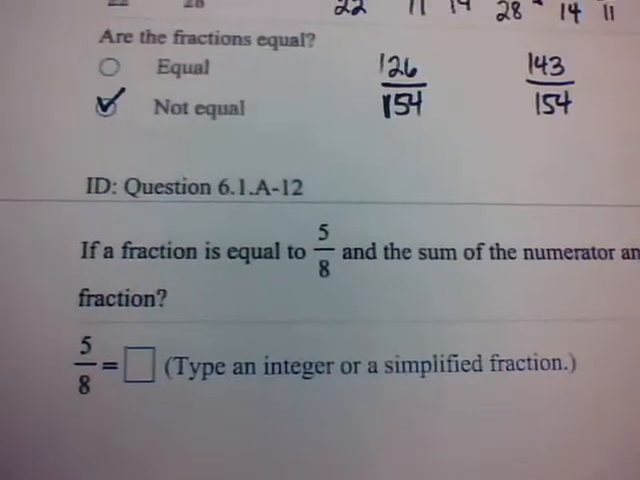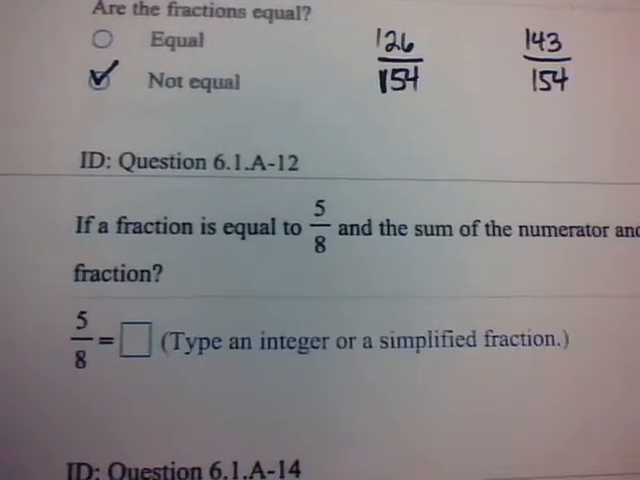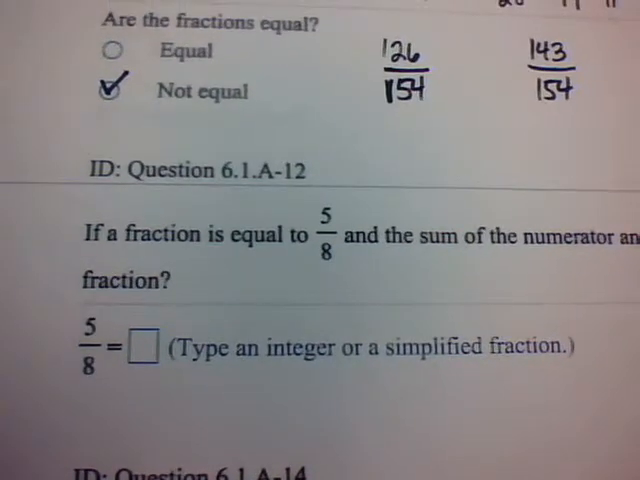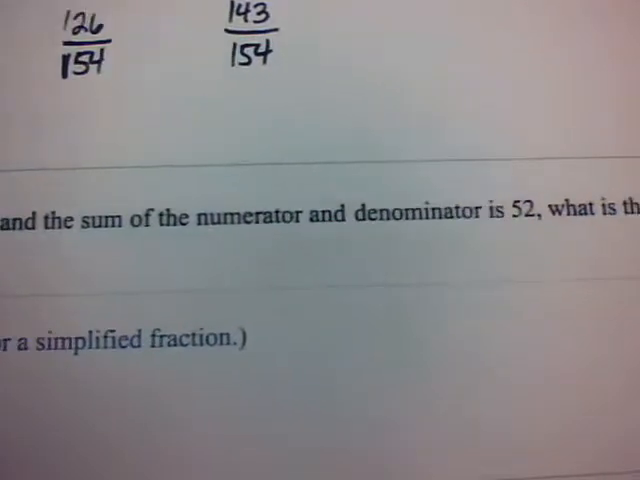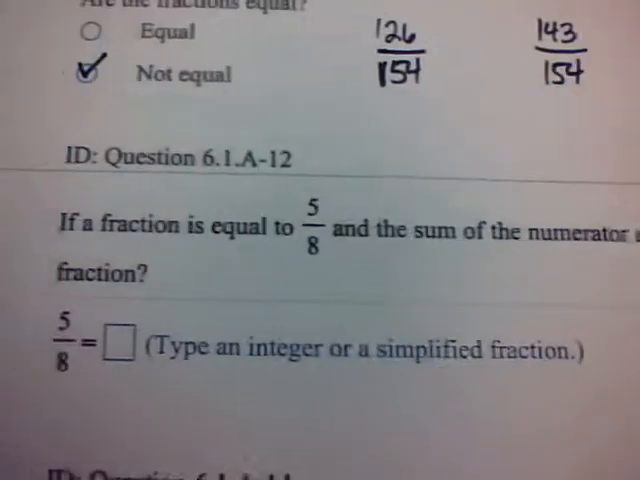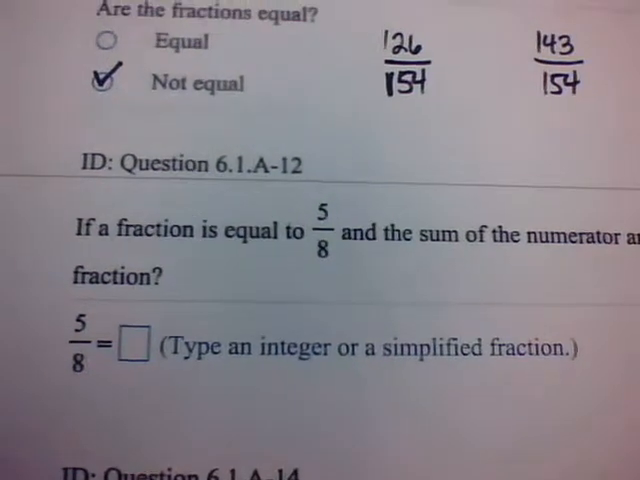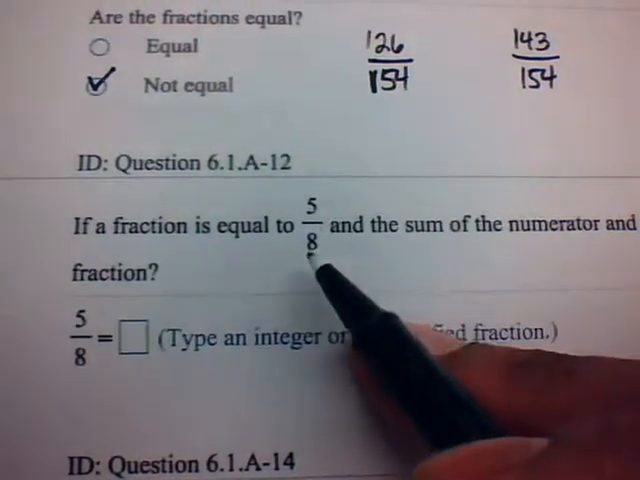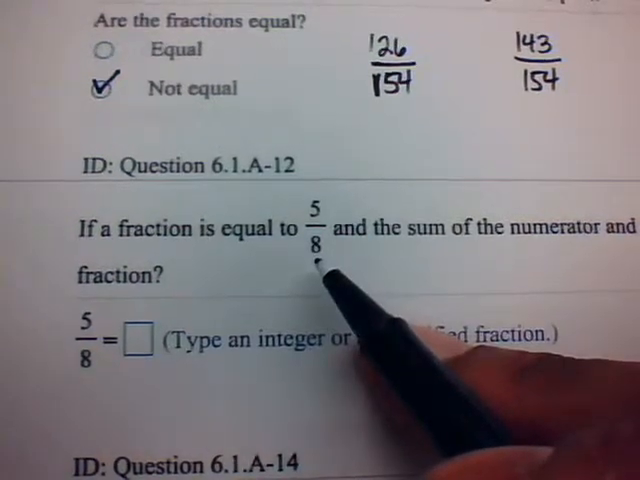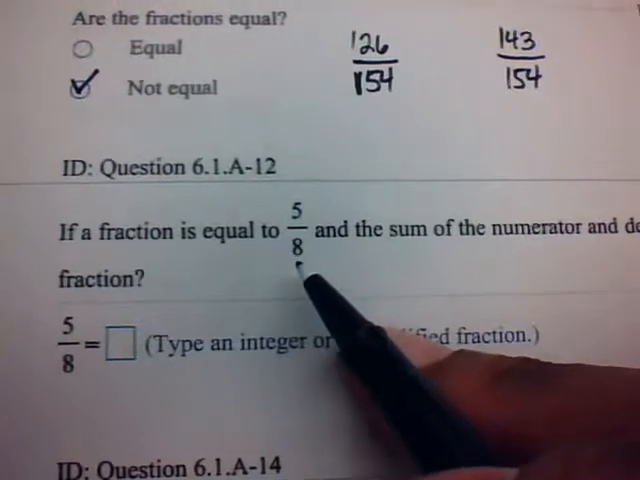All right, take a look at this next problem, number 6. If a fraction is equal to 5/8 and the sum of the numerator and the denominator is 52, what is the fraction? Okay, we know that the fraction is equal to 5/8, but the sum of the numerator and the denominator is 52. All right, let's see here.